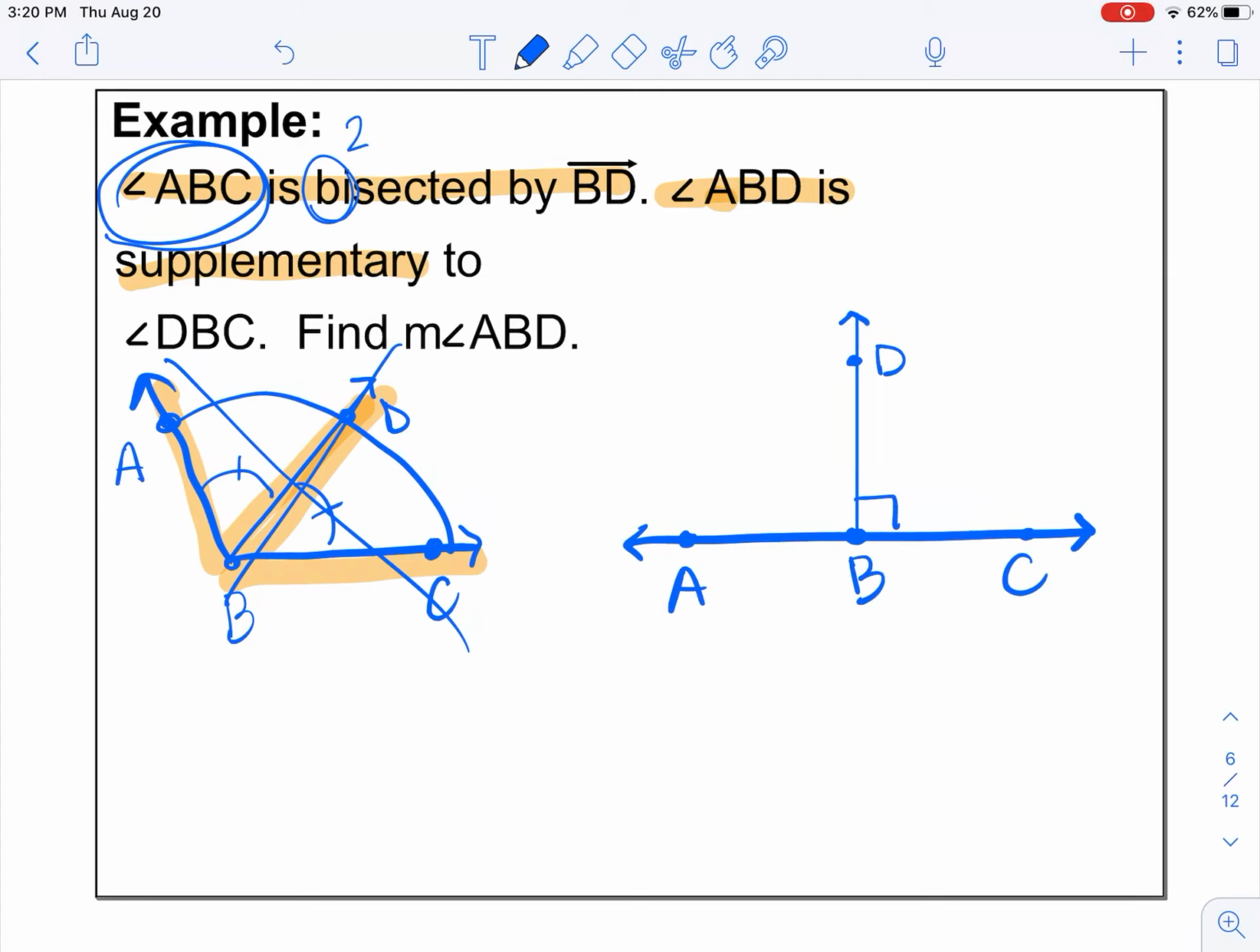Now it says find the measure of angle ABD. ABD, this angle right here, it's 90 degrees.